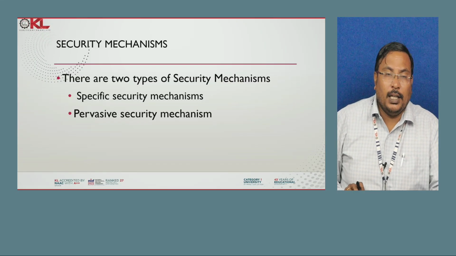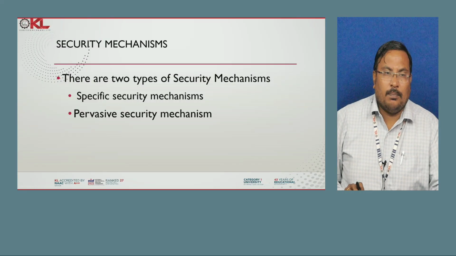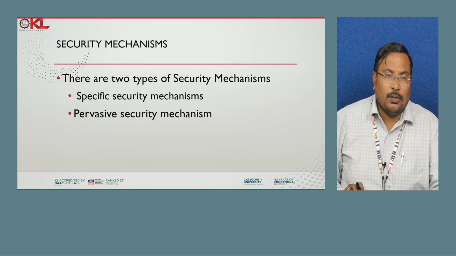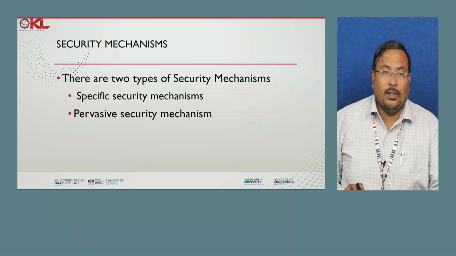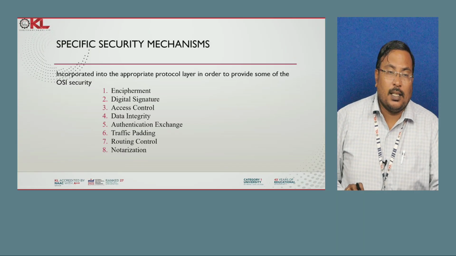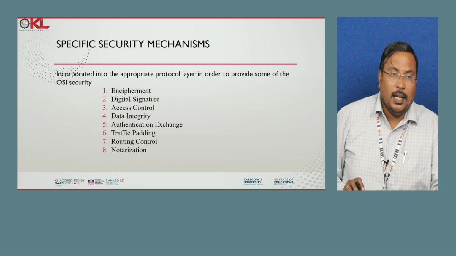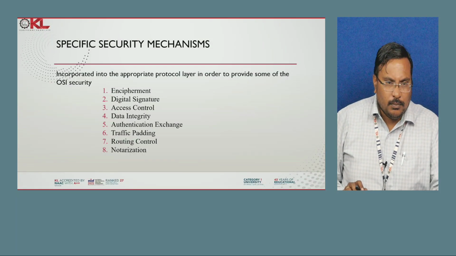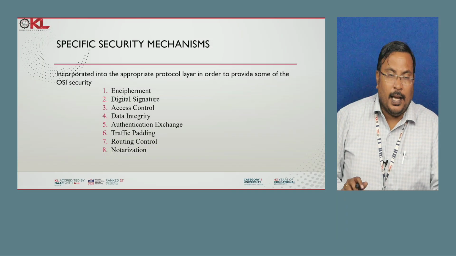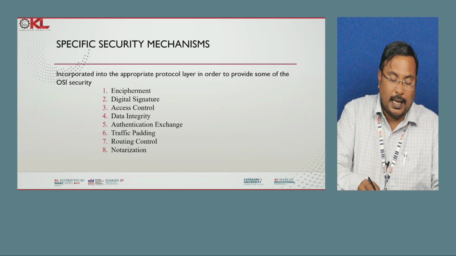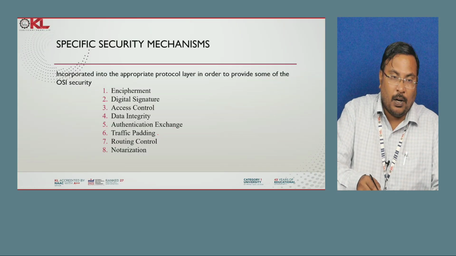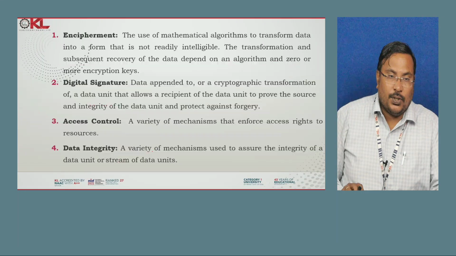Next, security mechanisms. There are two types of security mechanisms: specific security mechanisms and pervasive security mechanisms. In the specific security mechanisms, we have 8 types of methods. We have encryption, digital signature, access control, data integrity, authentication exchange, traffic padding, routing control, and notarization.